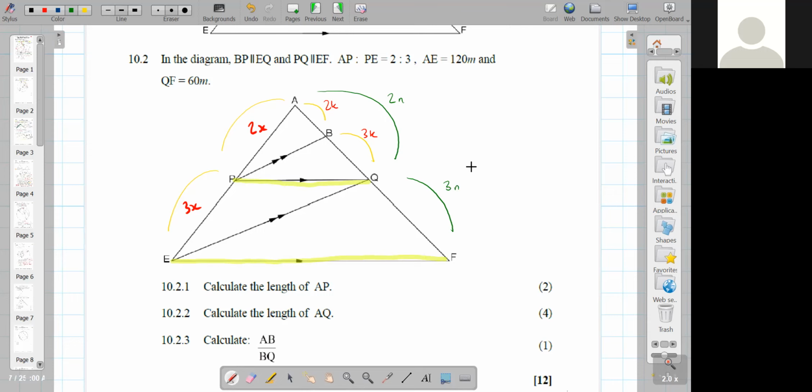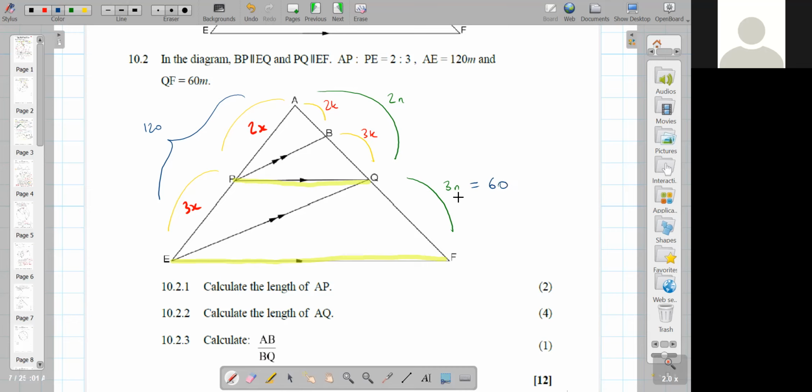Okay, so I can just write these with the ratio of proportion theorem and the parallel lines. But now it's our pencil work. Now what is given? It says AE is 120. So if AE is 120, then this whole thing is 120. I can get the individual values. And QF is 60. So those lengths are given.